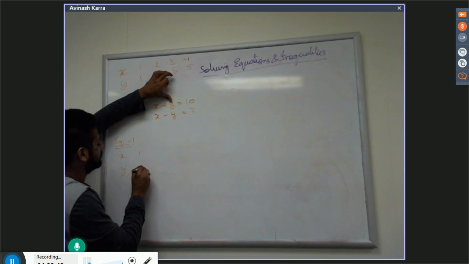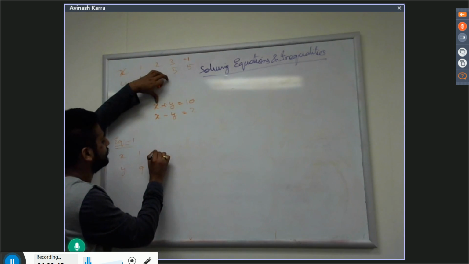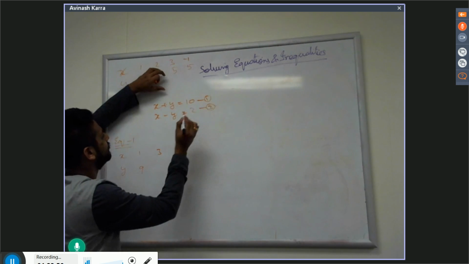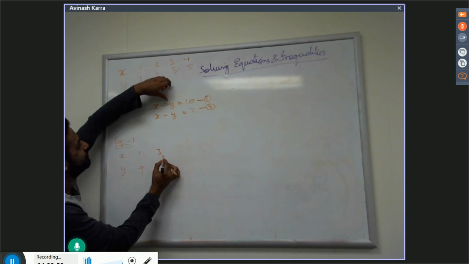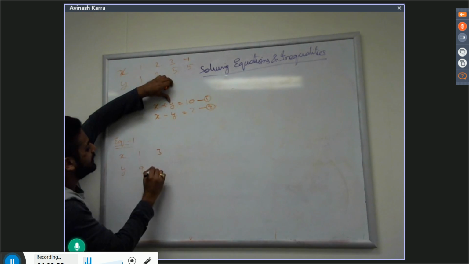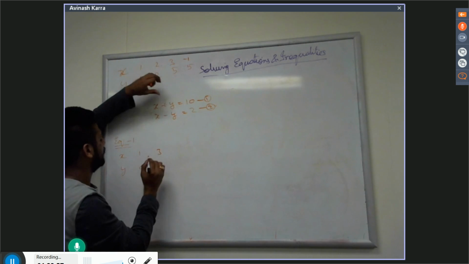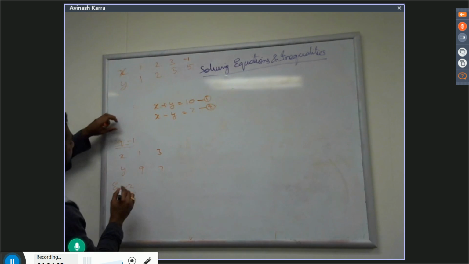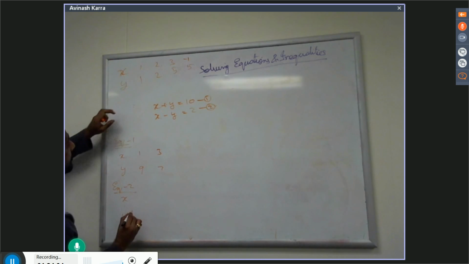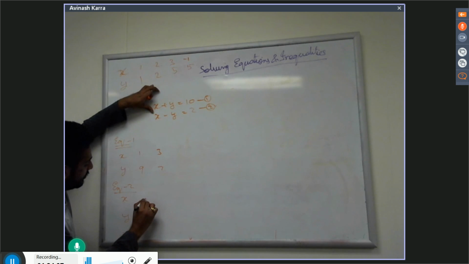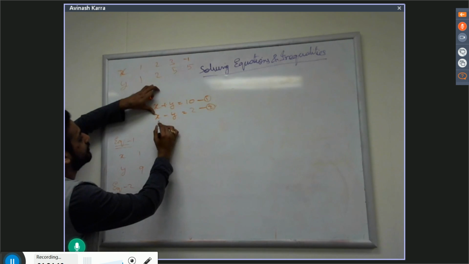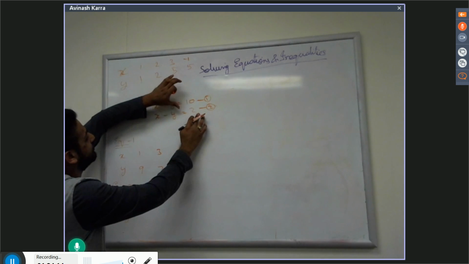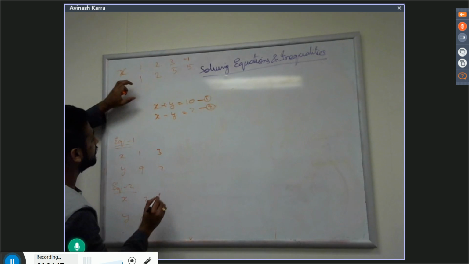Y will be 9. When x equal to 3, let it be equation 1 and let it be equation 2. When x equal to 3, y will be 7. Okay, now take equation 2. When x equal to 2, y will be, y goes this way, 2 minus 2, 0.